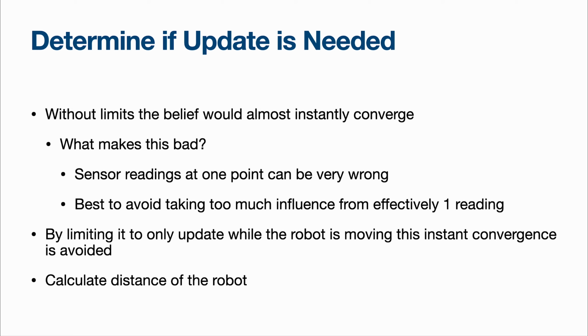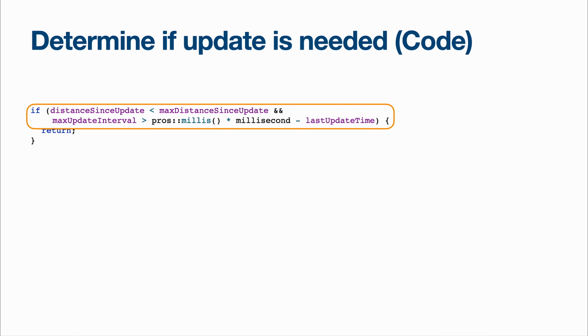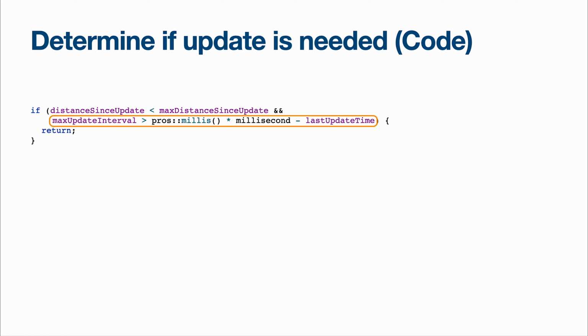So I do this by calculating the distance of the robot. I just sum up the predicted distance of the robot over all the different time steps. And then I basically say, if the robot's moved more than a certain distance, update then. So this is what that code does. It says, if the distance since update is less than the max distance since update, it'll return and just go on to the next step. And then it also has this time step check. Basically, this just makes it so that if it's like 1 second in between updates, it'll just update in case the sensors didn't detect small movement. And it'll have a little bit of convergence if you're sitting there for like 3 seconds.